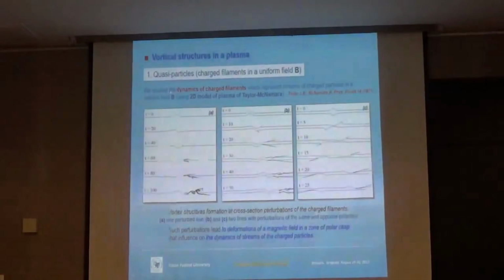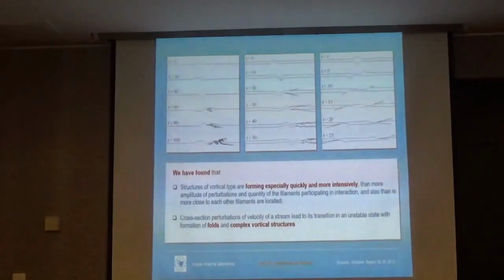Figure A is one perturbed line evolution, and figures B and C represent two lines dynamics for two-lines configuration with perturbations of the same and opposite polarities. Such perturbations lead to the formation of a magnetic field in a zone of polar custody that influences the dynamics of streams of the charged particles.